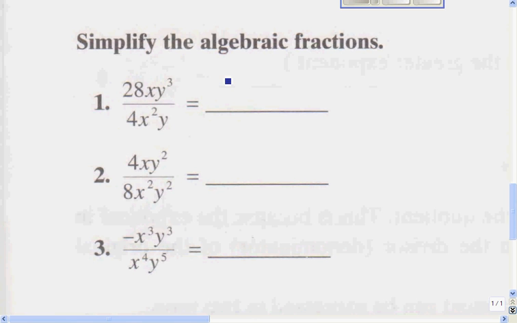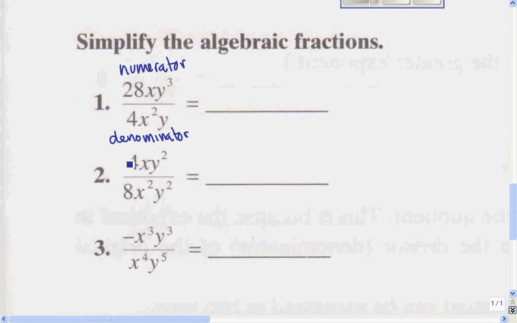Okay, the top number of the fraction is called the numerator. The bottom number of the fraction is called the denominator. Okay, numerator, denominator. Okay, when the numerator is bigger than the denominator, what you're going to do is divide.